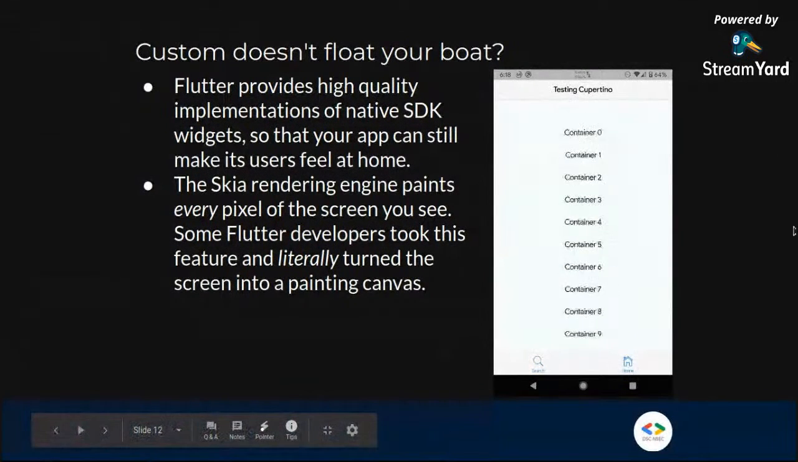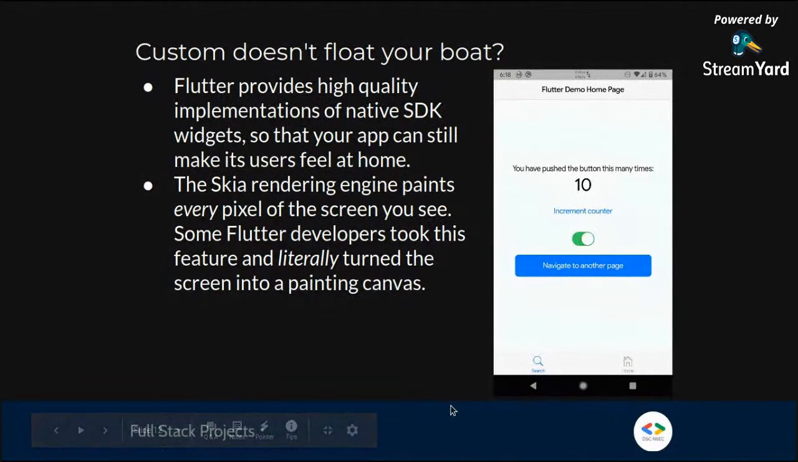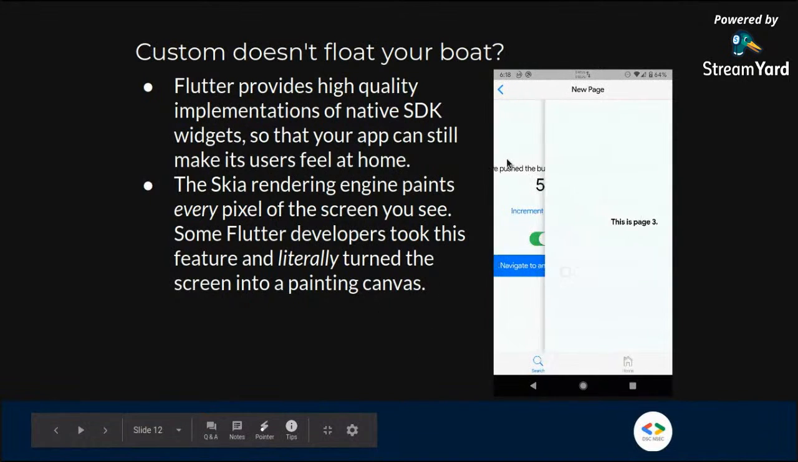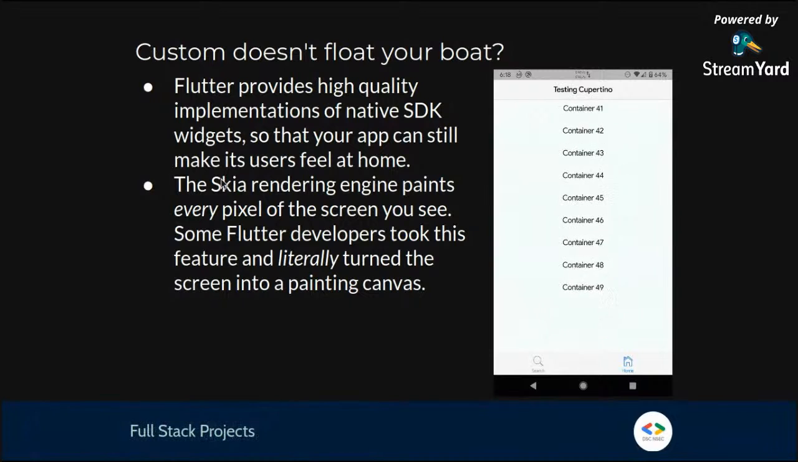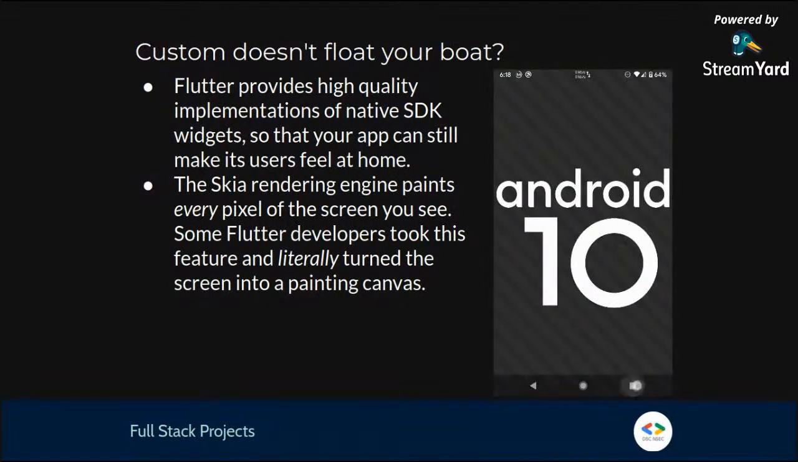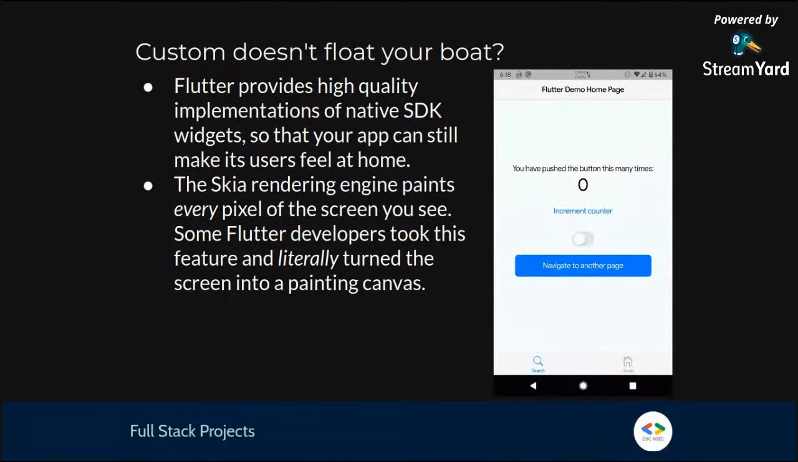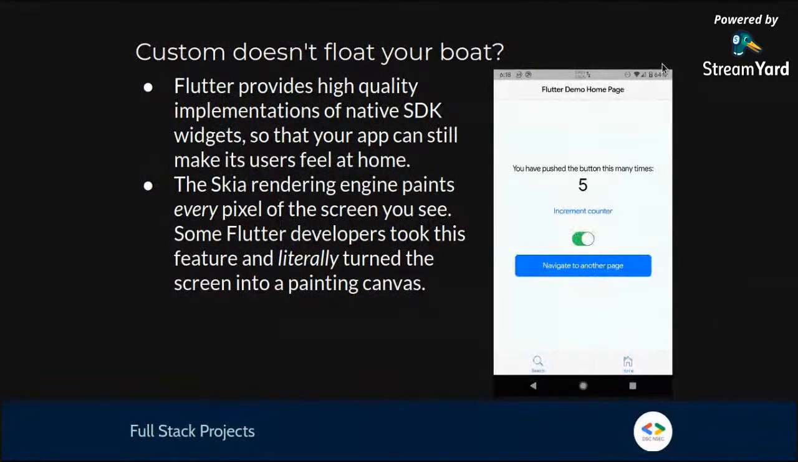So as you can see in this GIF, it is showing an Android app running on Android 10, which looks like something built for iOS. Next up, something called the Skia rendering engine. Now, Skia is a rendering engine used by Flutter, which is a very lightweight rendering engine, built to paint every pixel that you see in your typical Flutter app.